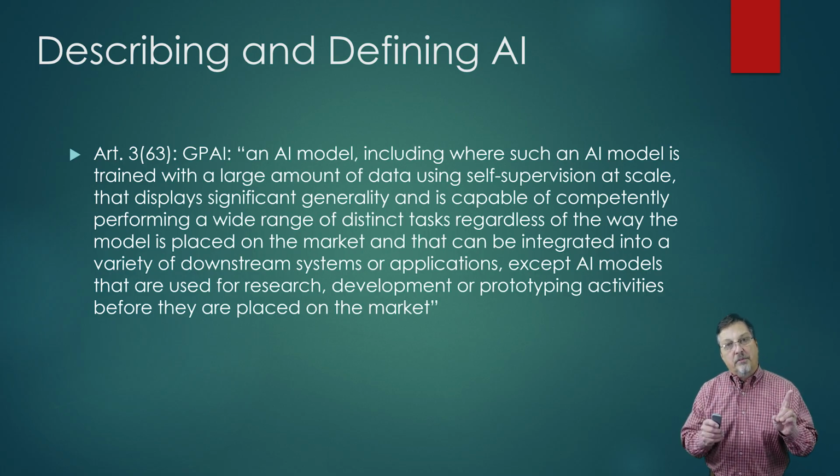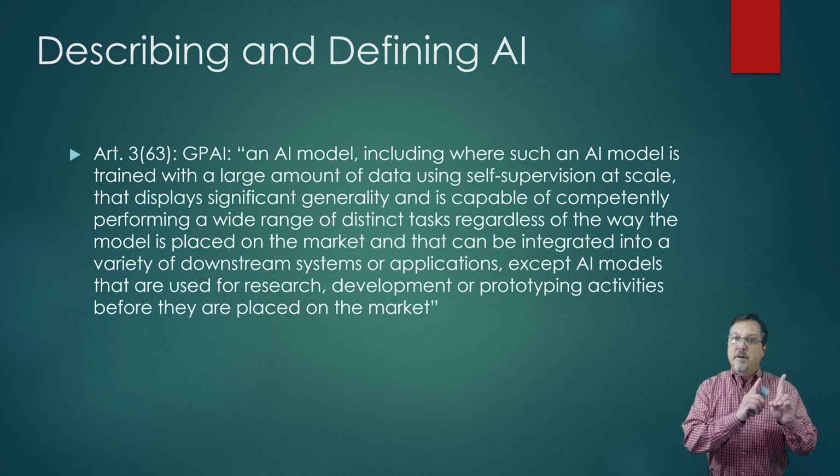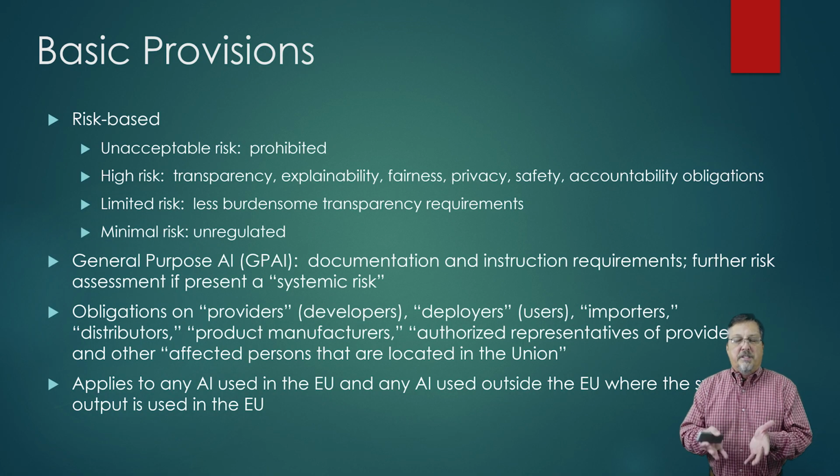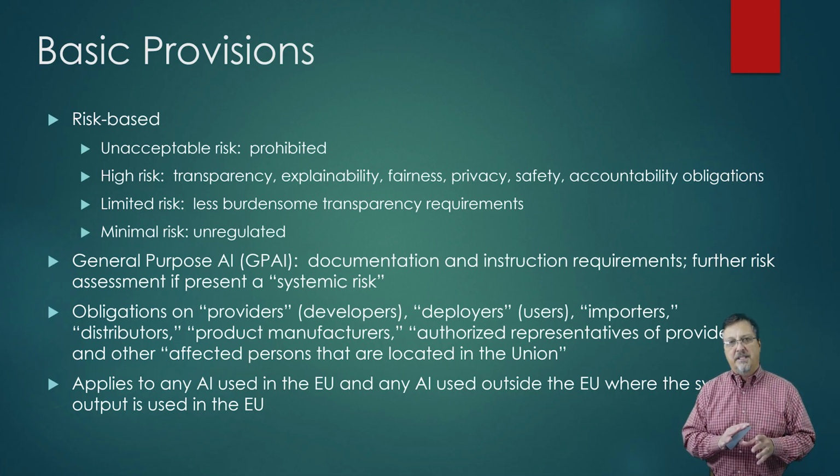So think of a general purpose model as these large-scale models that can be applied to a number of different categories. And as we go through the class, remember that general purpose AI is not the only kind of AI that matters. There's lots of AI that wouldn't necessarily be general purpose AI that still might fall into some of the other regulated categories. So as we just said, the overall scheme of the statute is risk-based. And this is very much consistent with the EU's approach to privacy in the GDPR.